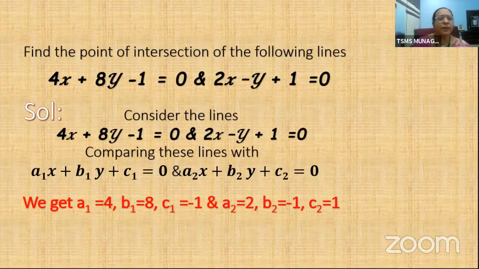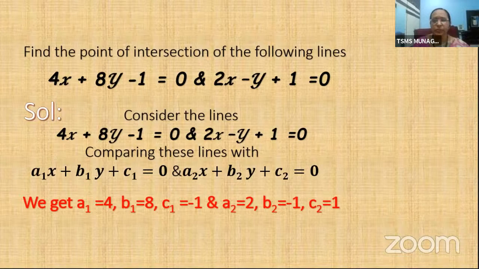Now, let us use this formula and solve a problem. Here, we are going to find the point of intersection of the two lines 4x plus 8y minus 1 equal to 0 and 2x minus y plus 1 equal to 0. Take both the lines and compare them with the standard form. Comparing 4x plus 8y minus 1 equal to 0 with a1x plus b1y plus c1 equal to 0, a1 is 4, b1 is 8, c1 is minus 1, a2 is 2, b2 is minus 1, and c2 is 1.